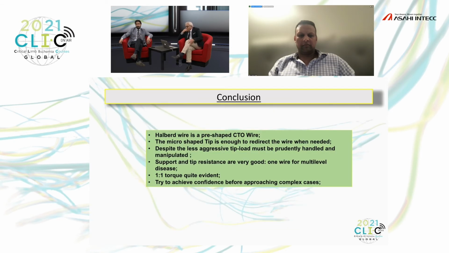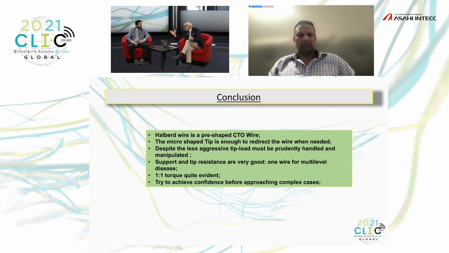So in conclusion, the Albert wire is a pre-shaped CTO wire. The micro-shaped tip is enough to redirect the wire when we need to redirect. Despite the lesser aggressivity of the tip, my advice is to be prudent, as always, with this wire, because as you could see in the first occlusion in the popliteal tract, I went out several times, and it's really easy to go out with this wire.